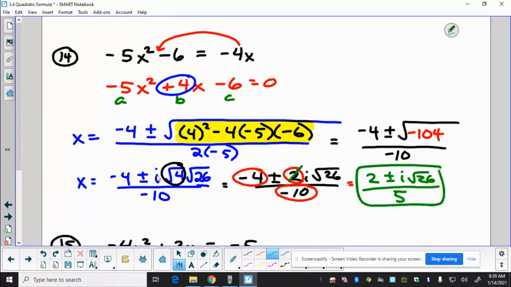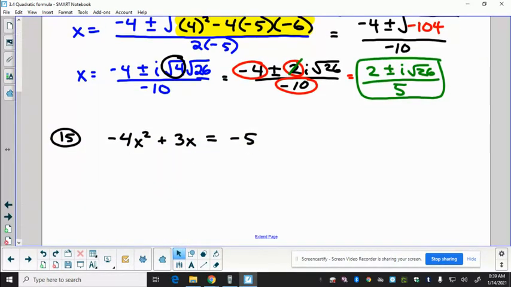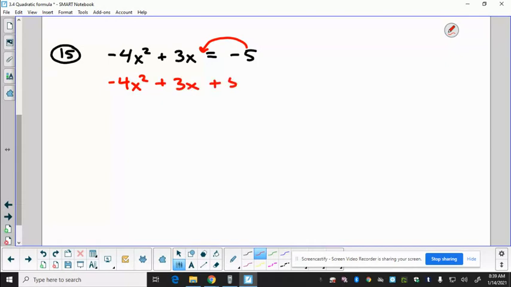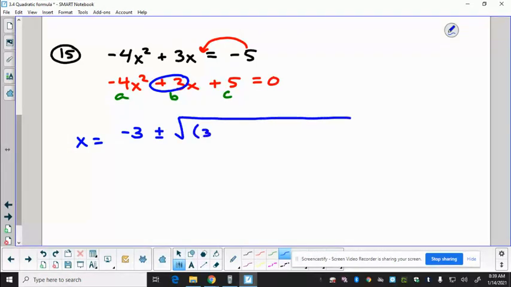Okay, let's go to 15. This one needs to be rearranged as well. So we'll go right here. So this will be negative 4x squared plus 3x plus 5 equals 0. Here is A, here is B, and here's C. We are ready to use our quadratic formula. Opposite of B plus or minus the square root of B squared minus 4 times A times C all over 2 times A. Try to simplify that a little bit more.